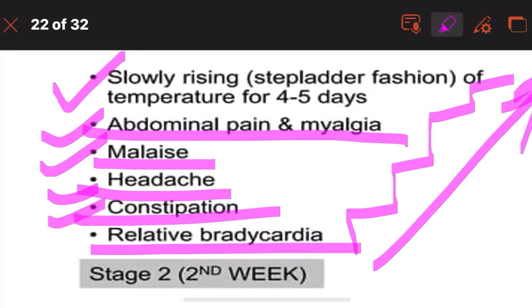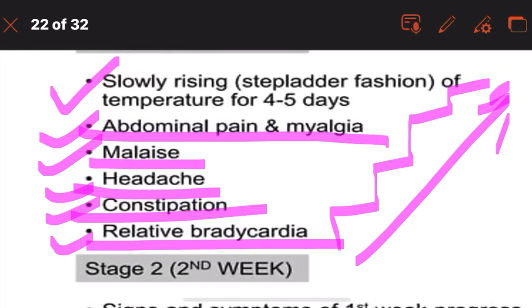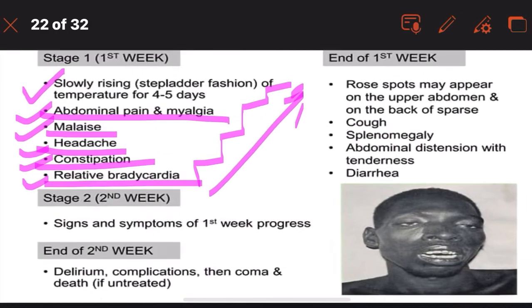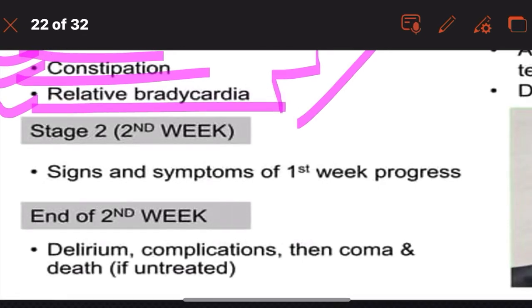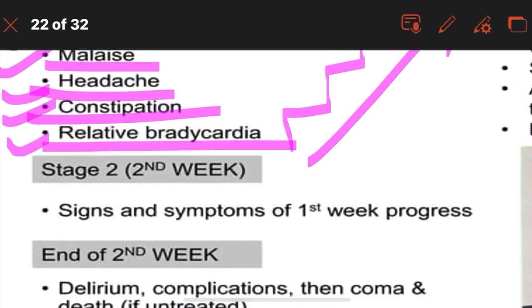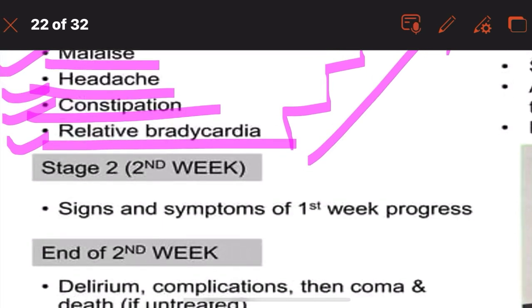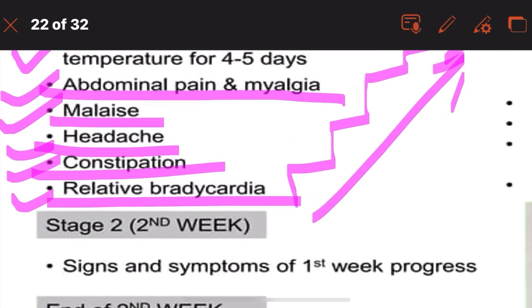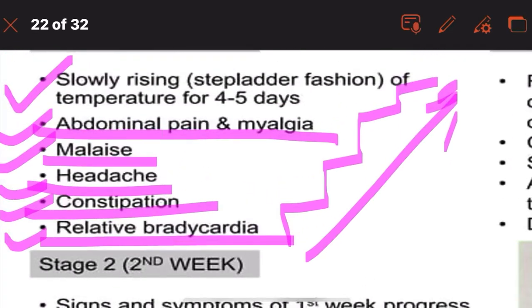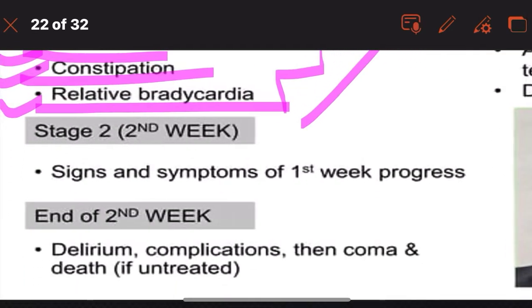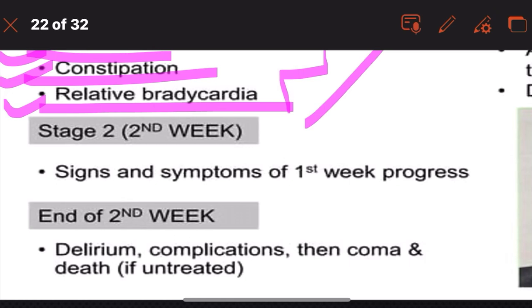Malaise, headache, constipation, relative bradycardia. This is in the first week. Then we move to stage 2 in the second week. The signs and symptoms of the first week will keep progressing. So the constipation gets more progressed, headache increases, malaise, abdominal pain increases, and there is more relative bradycardia, and the temperature slightly increases.